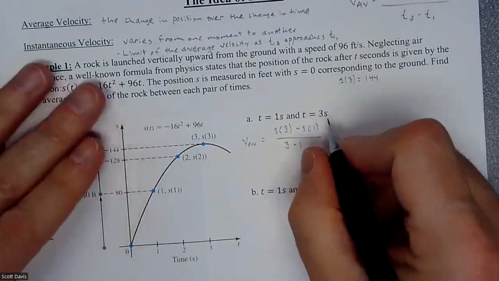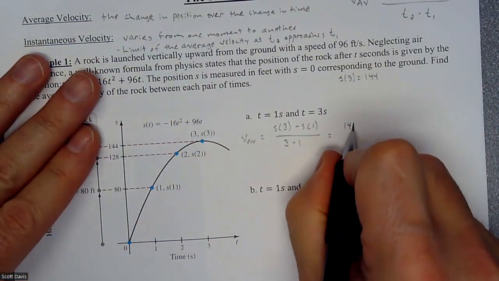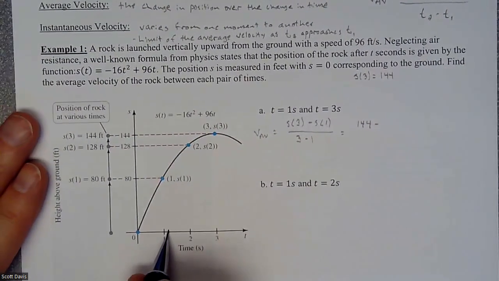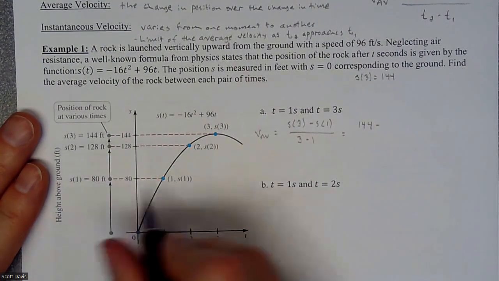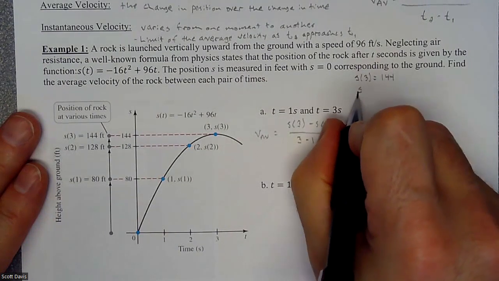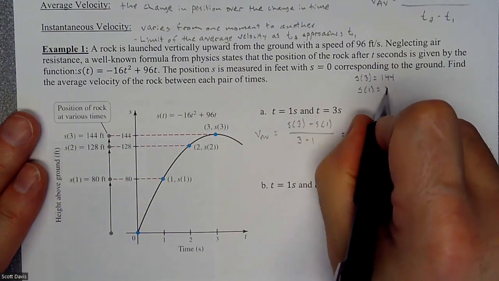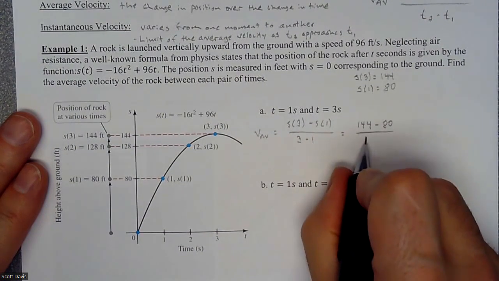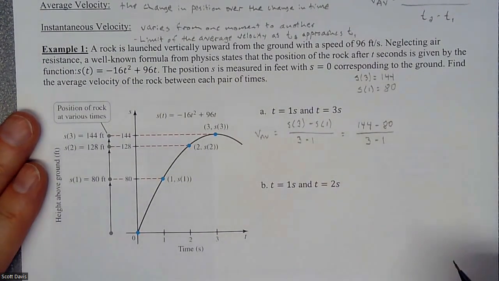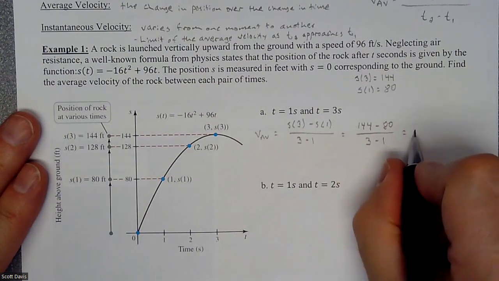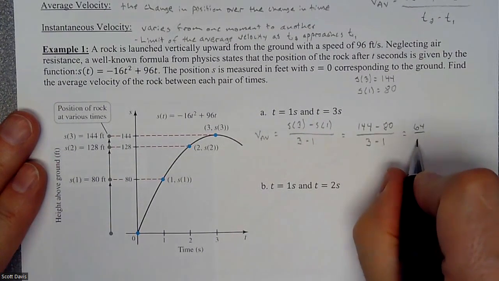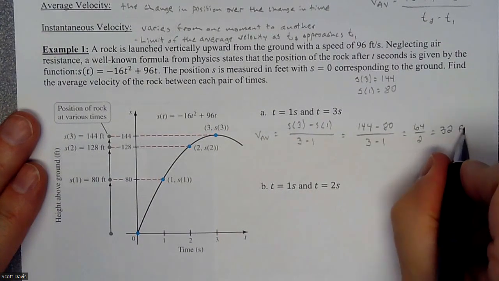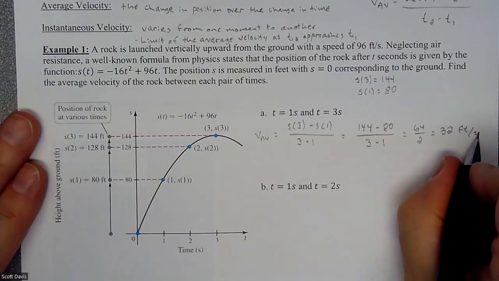So we're going to take 144 minus the position at time 1. Either we plug it in or we look at this graph, and we get 80. S of 1 equals 80. So we're subtracting 80, and then 3 minus 1. If we do this math in the calculator, we get 64 divided by 2, which is going to be 32 feet per second.